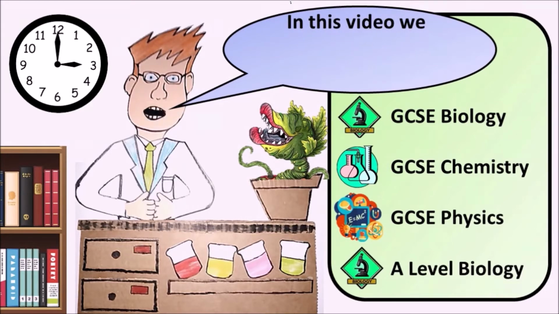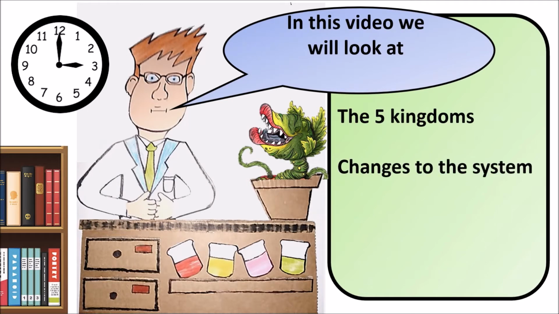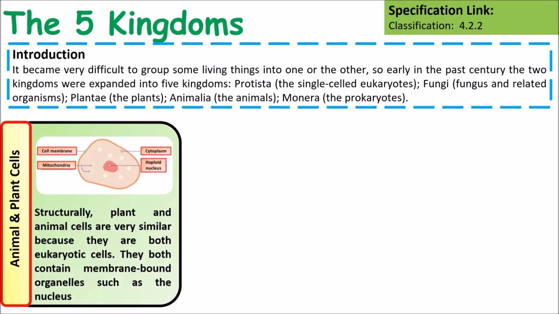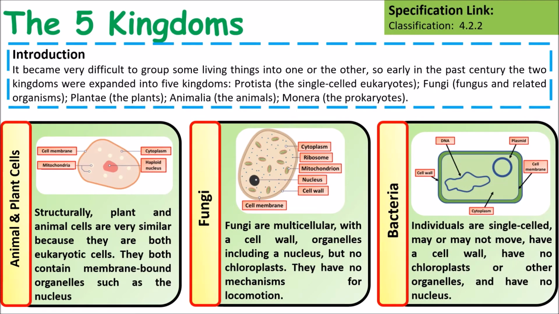In this video, we will look at the 5 kingdoms, changes to the system, and the 6 kingdom system. It became very difficult to group some organisms in the past, so we came up with a system called the 5 kingdom system. We're going to look at where plant and animal cells fit into this, where fungi cells fit into this, and where bacteria fit into this, as well as a few other bits.